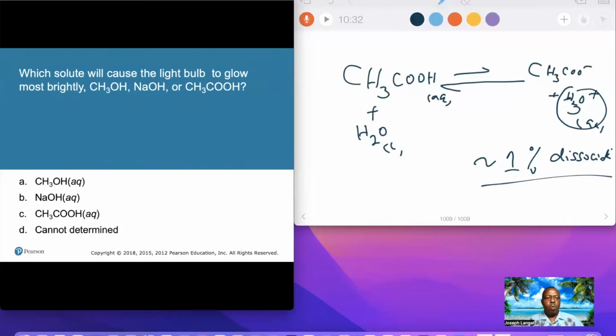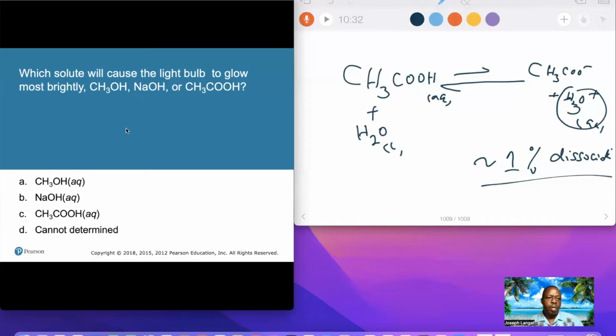Here is a good question. All right, learning check. A typical question in an exam, testing you on whether you know the difference between an electrolyte and a non-electrolyte, is this: which solute will cause the light bulb to glow most brightly? They all look alike. If you try to use trial and error, you need to know which ones are molecular compounds here.